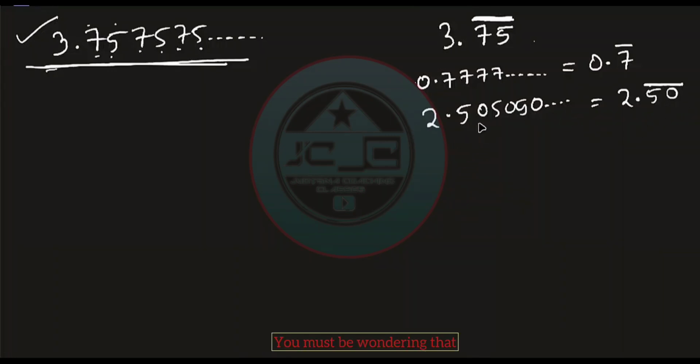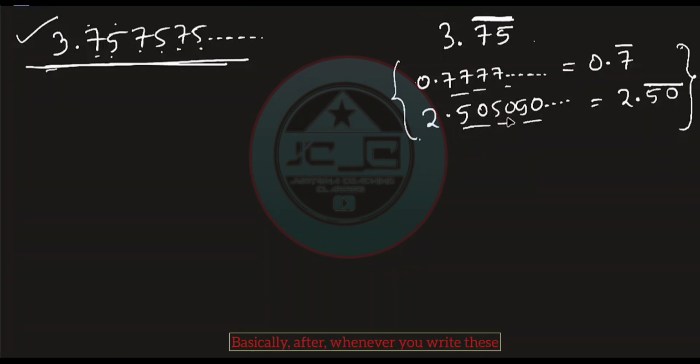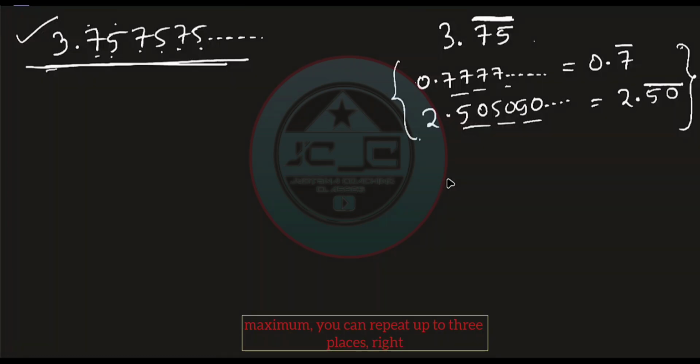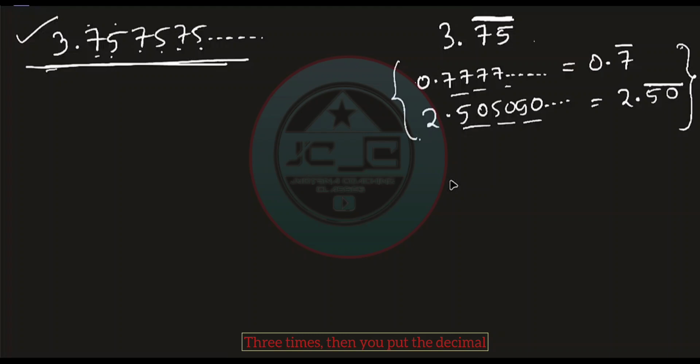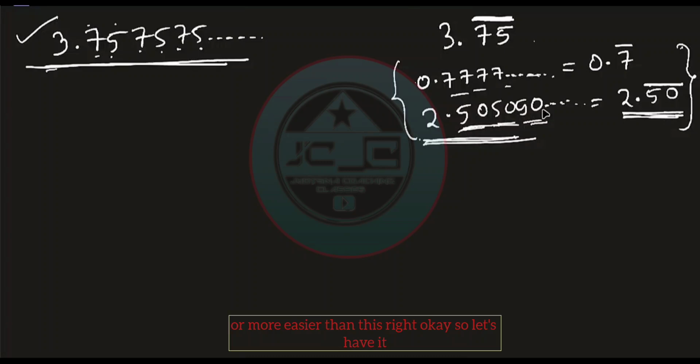You must be wondering, a question may be asked to sir: how many times are we going to repeat these repeating strings or digits? Basically, whenever you write in expanded form, you can repeat maximum up to 3 times, then you put the ellipsis or continuous points. If you are writing in this form, fine; otherwise you write it directly with the bar. This would be the easier way, right? Okay, so let's have it.